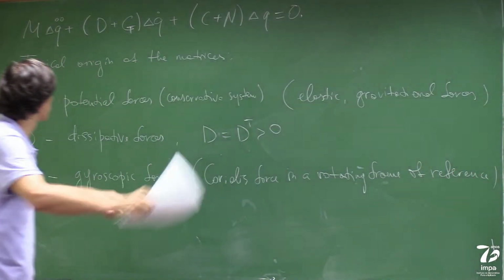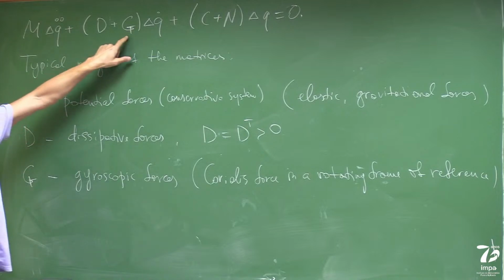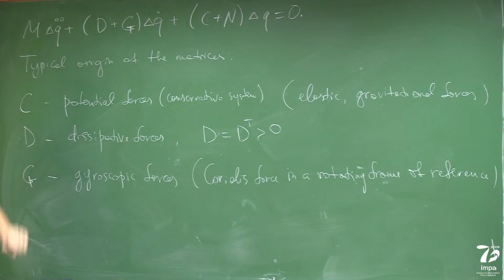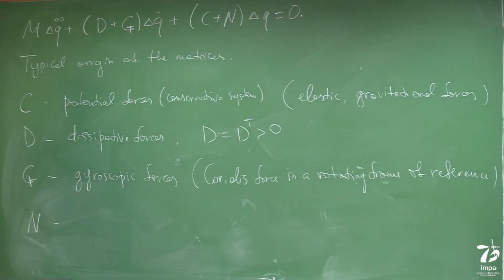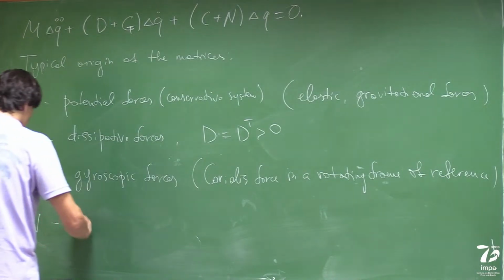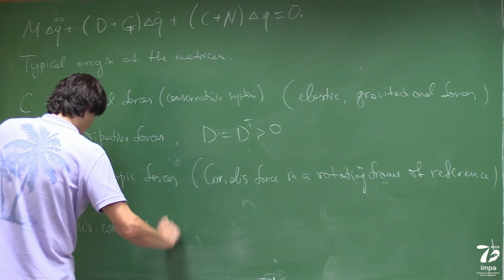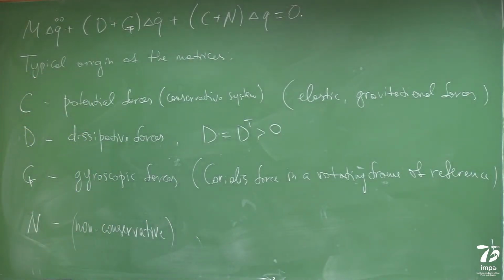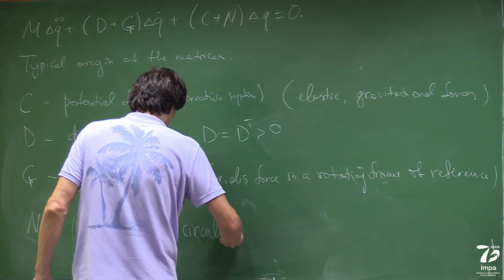So usually this matrix G comes from rotation. If something rotates, exactly the example we'll have, because of rotation you get this antisymmetric component in the equation of motion. And then N. N is usually called non-conservative. But non-conservative is not that general a name, because D is also non-conservative. But sometimes it's called circulatory.